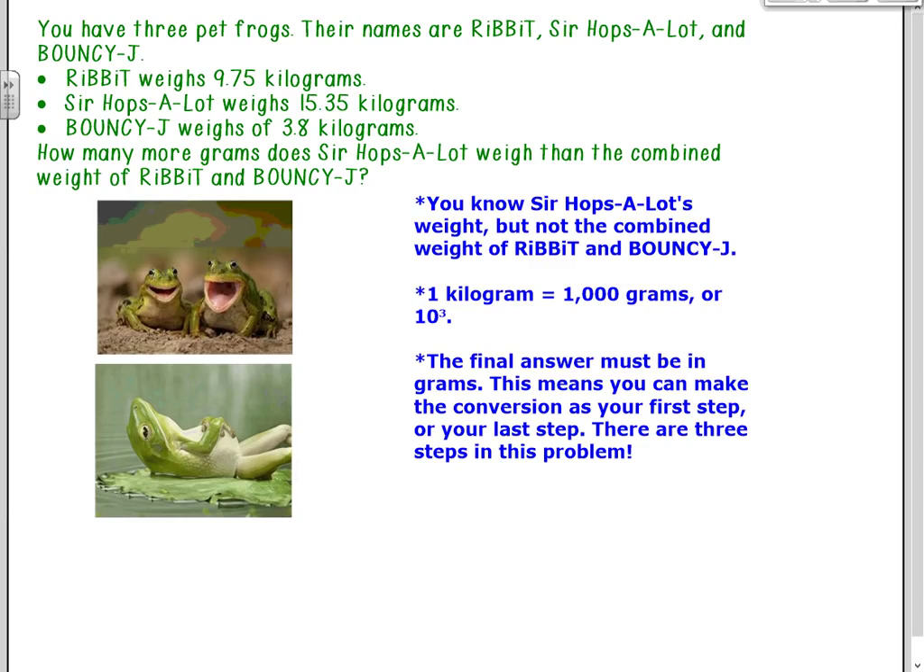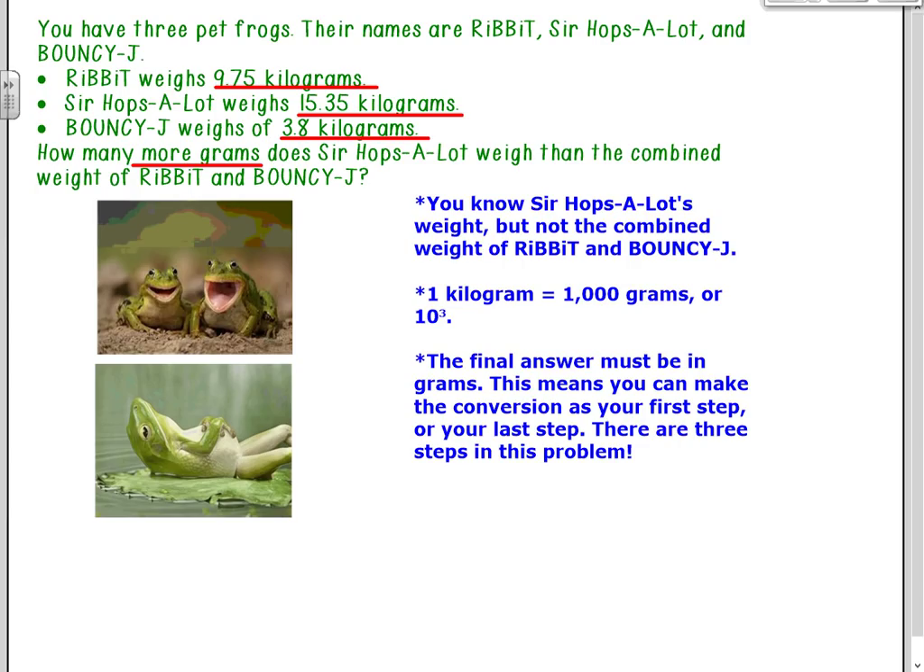Ribbit weighs 9 and 75 hundredths kilograms. Hopsalot weighs 15 and 35 hundredths kilograms. And Bouncy J weighs 3 and 8/10ths kilograms. How many more grams does Sir Hopsalot weigh than the combined weight of Ribbit and Bouncy J together? Does it ask it? Yep, here we go: how many more grams does he weigh?